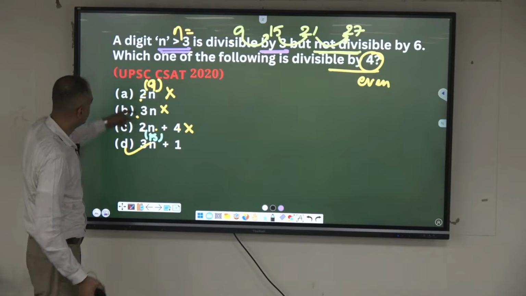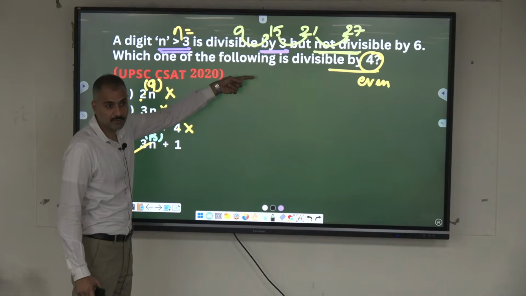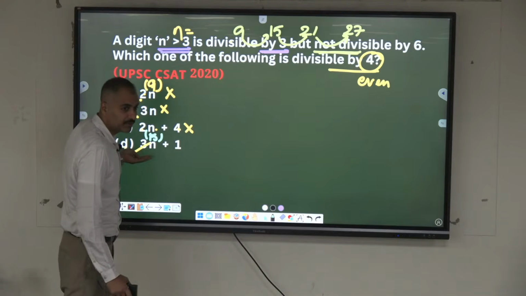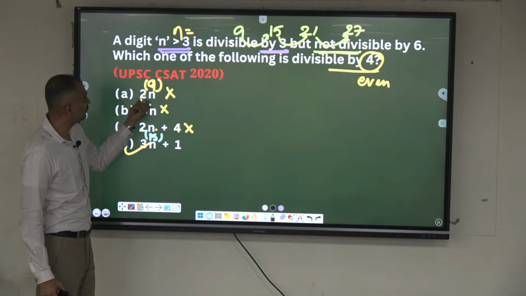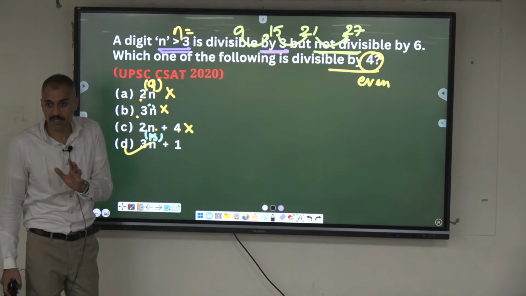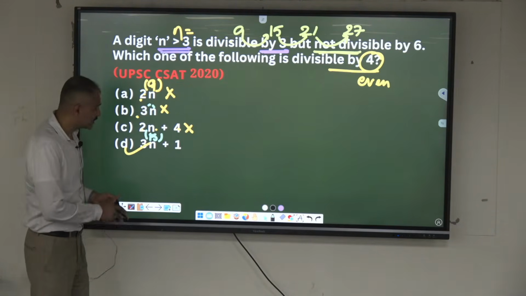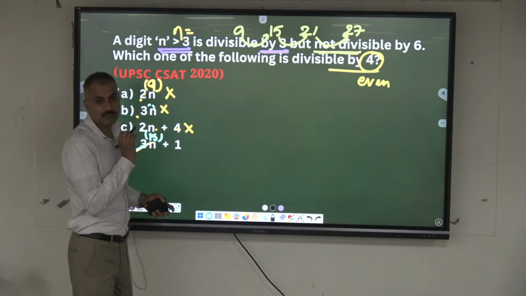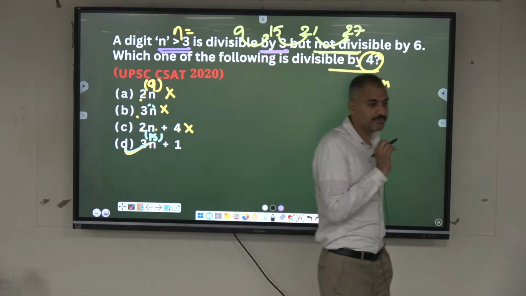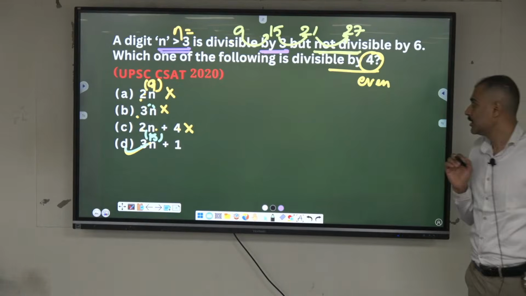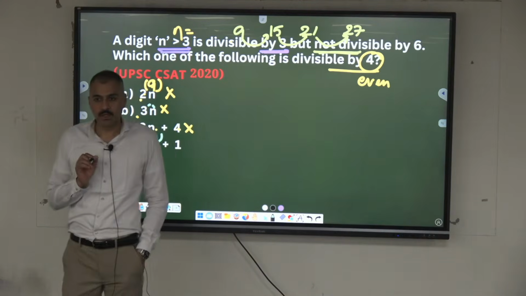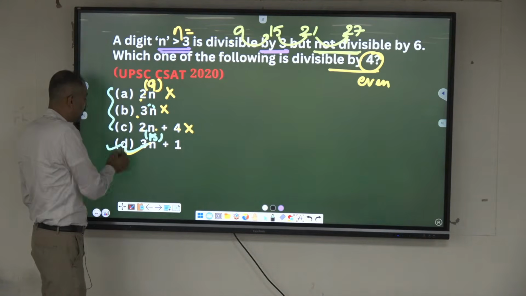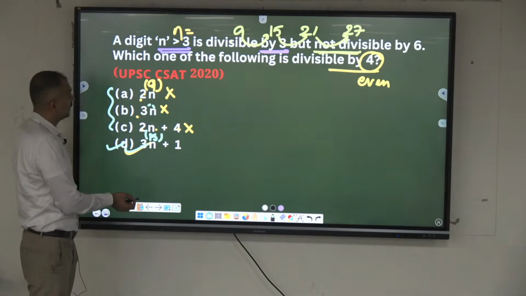In all these cases, see, he doesn't say it's definitely divisible by 4. Which one of the following means there is a possibility of division. In these cases, there is no possibility of division, right? 15 into 3, 45, not divisible. 15 into 2, 30, not divisible. 21 into 2, 42, not divisible. 27 into 2, 54, not divisible. In all these cases, never divisible. This is the only case where divisibility is happening. It doesn't say always, so we can take possibilities. Which one of the following is divisible by 4? These are never divisible. This is a possibility of division. CDS, CSAT.